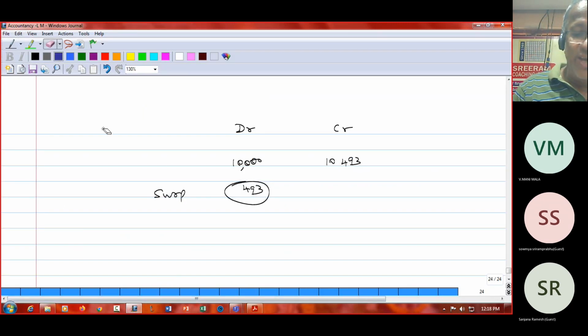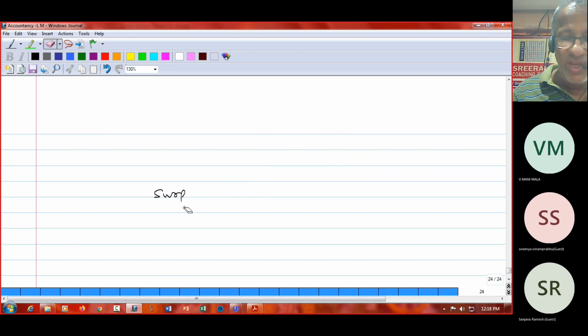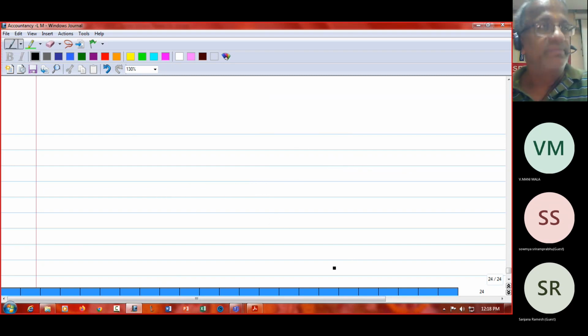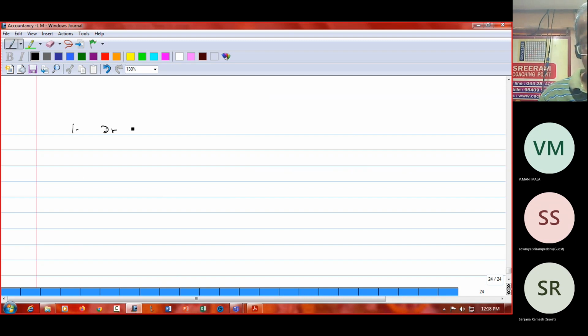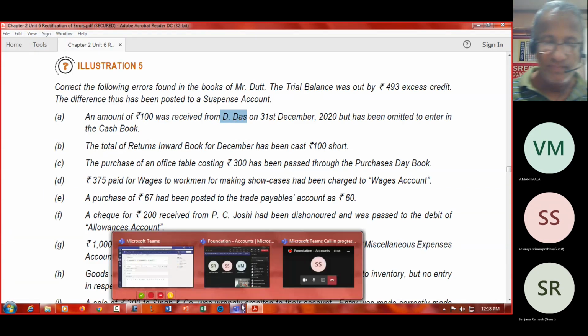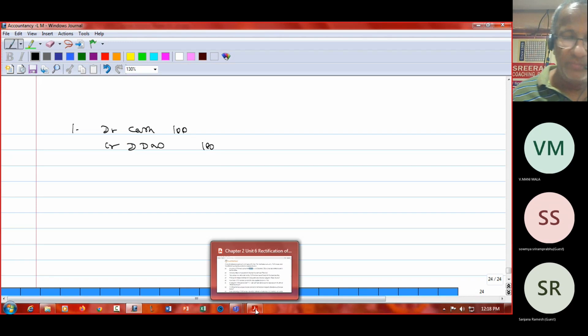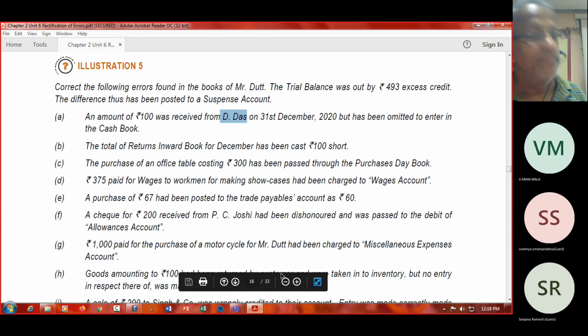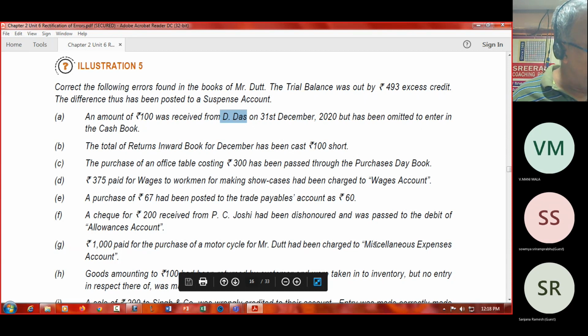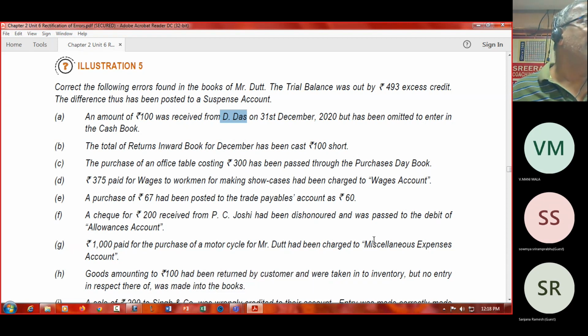So you cannot take this as an example and quote it in any other place. This is a wrong example that they have given. In a cash book, you cannot have complete omission. But anyway, whatever they have given, we will accept. Debit cash, credit D. Das, 100. You can never have a forgetting error like this, because daily, as a matter of routine, we have to check, cross verify and go.